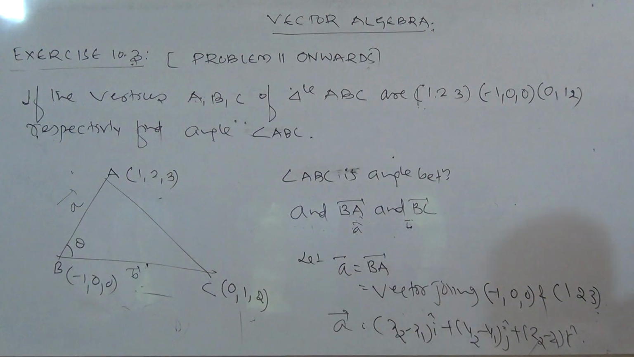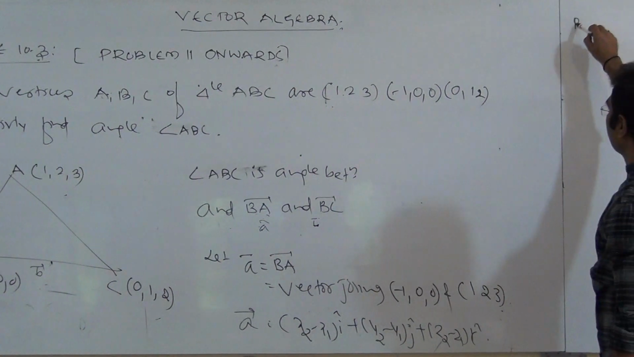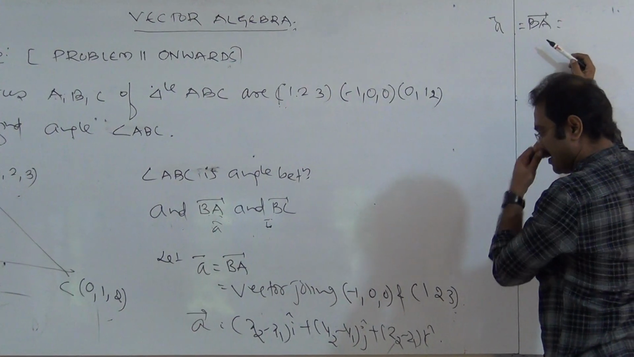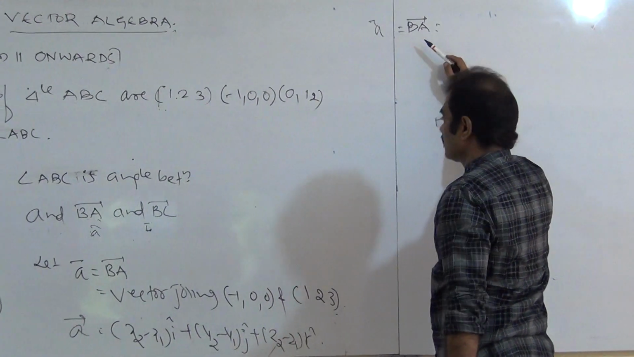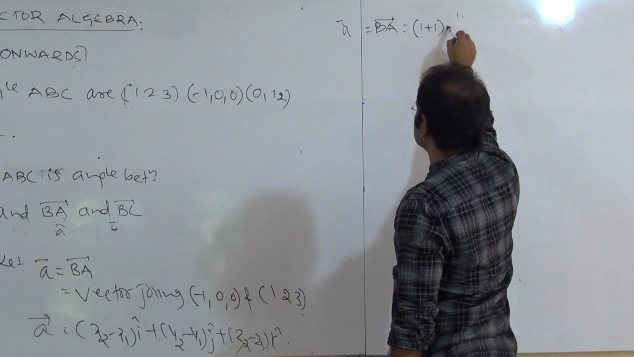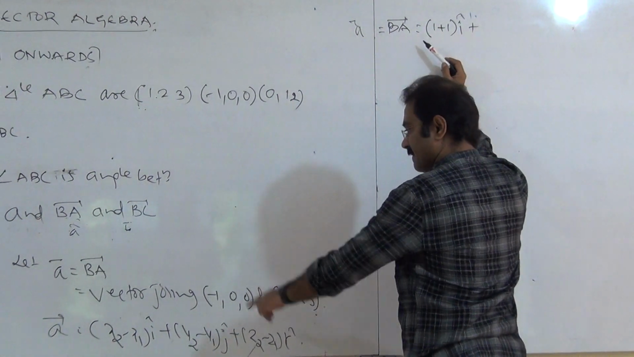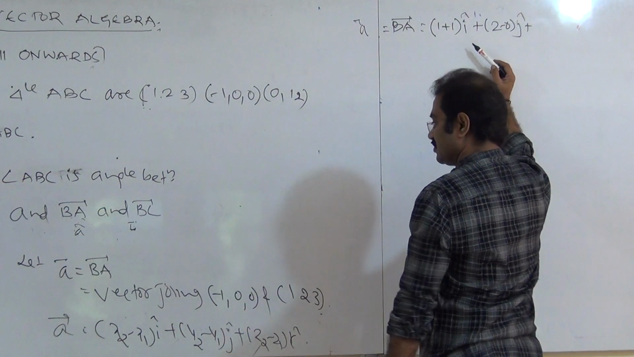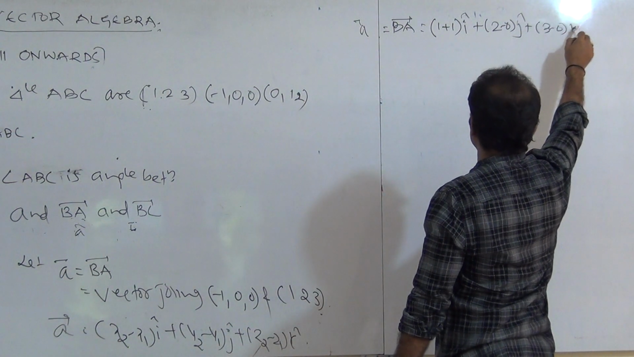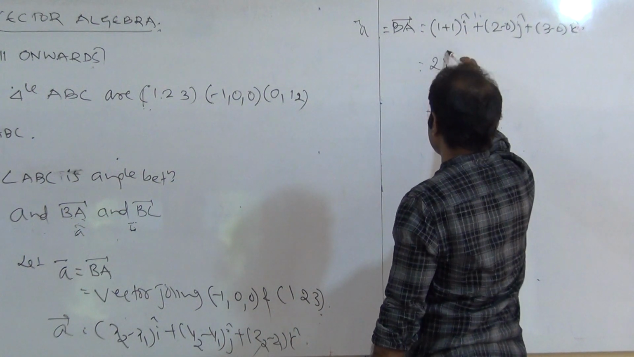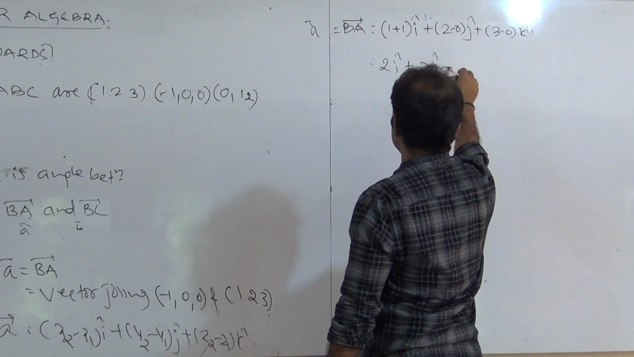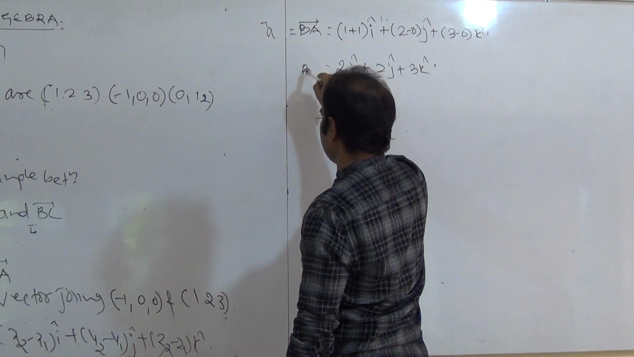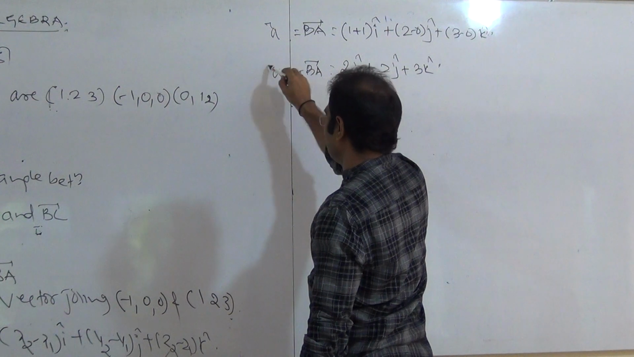Therefore BA is equal to, we call that one as A, x2 minus x1: 1 minus into minus, plus 1 i cap, 2 minus 0 j cap, 3 minus 0 k cap. Right? 2 i cap, 2 j cap, 3 k cap. This is what A is, your BA.